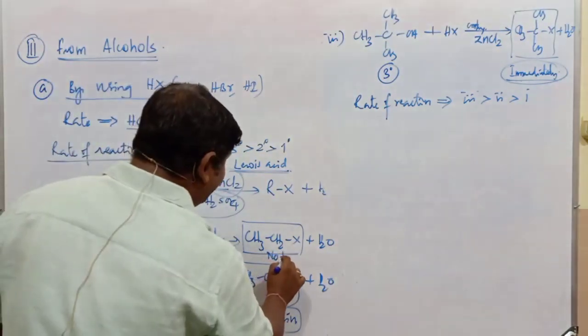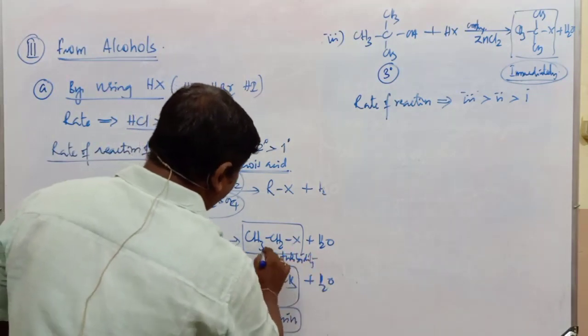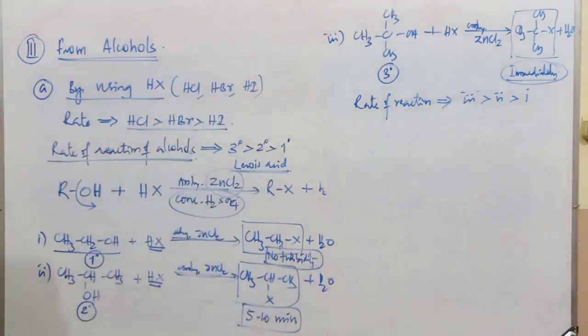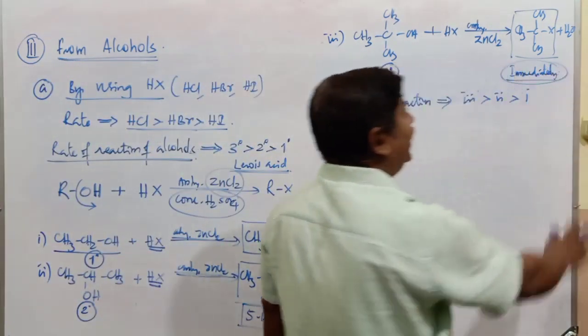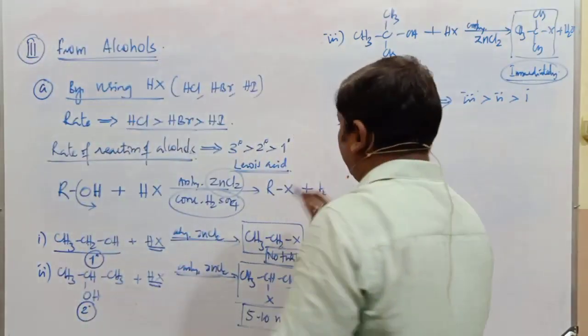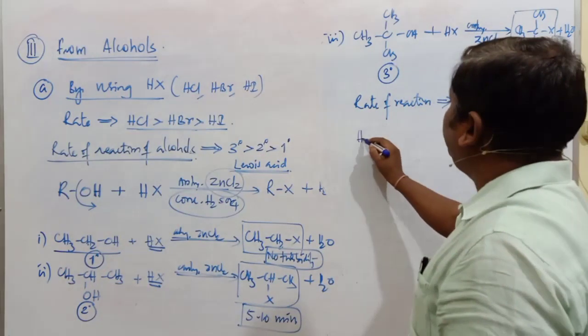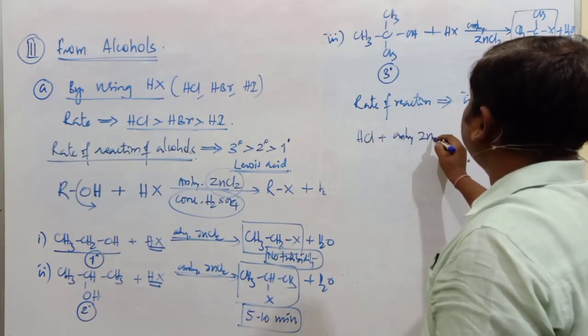Here, in the case of the primary alcohol, no turbidity is generally produced. When no turbidity is obtained, naturally the reaction is taking place very slowly, and when turbidity is obtained very immediately, it is said that the reaction takes place at a higher rate.